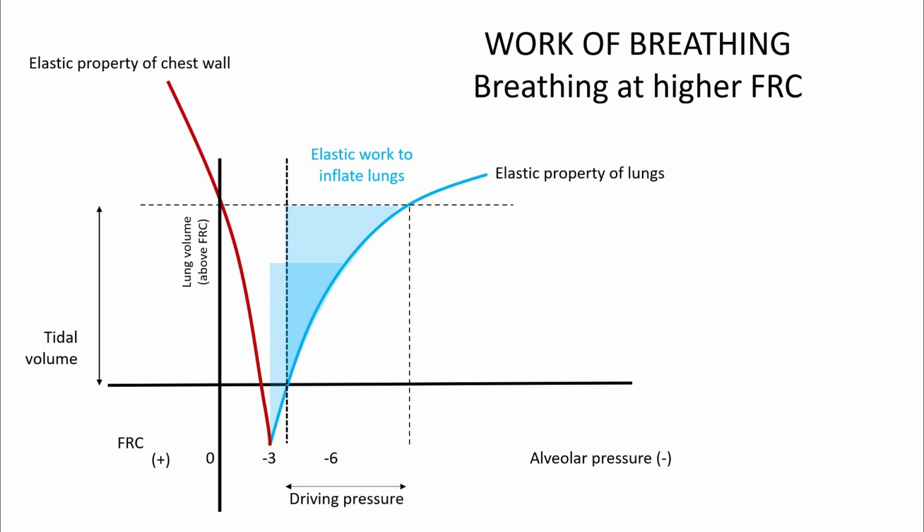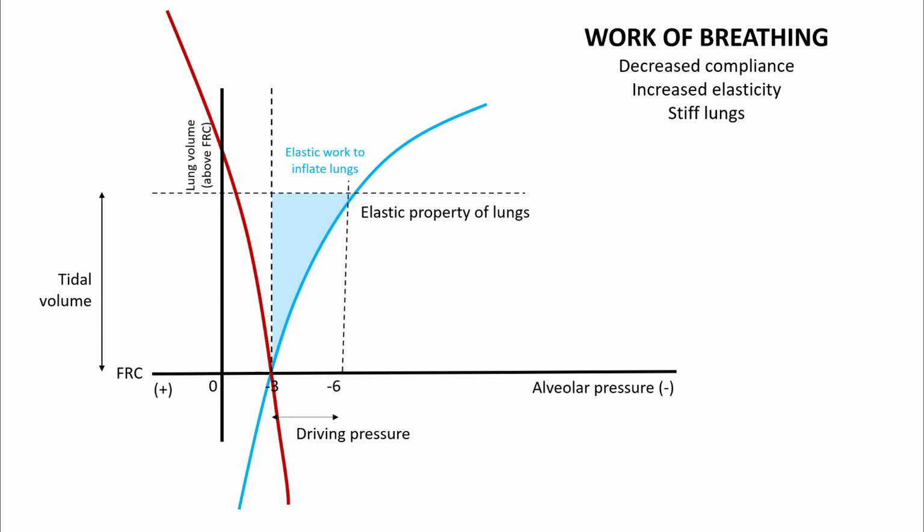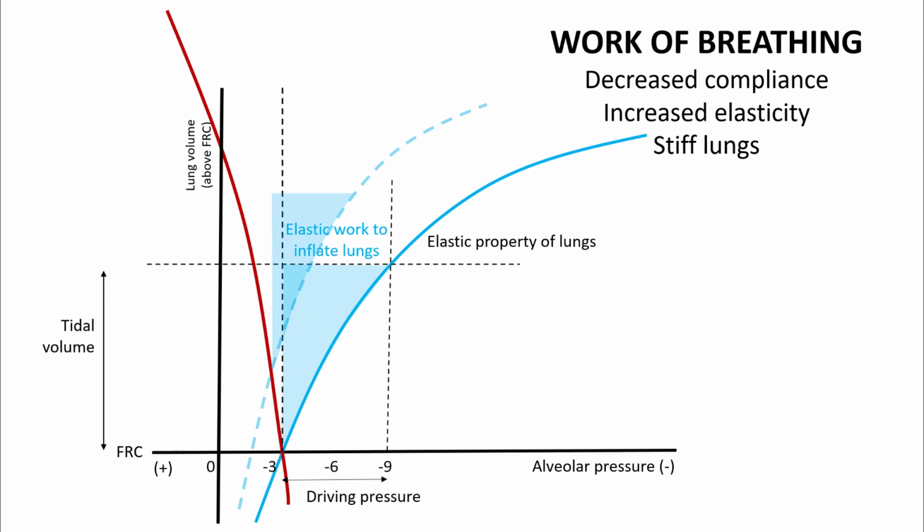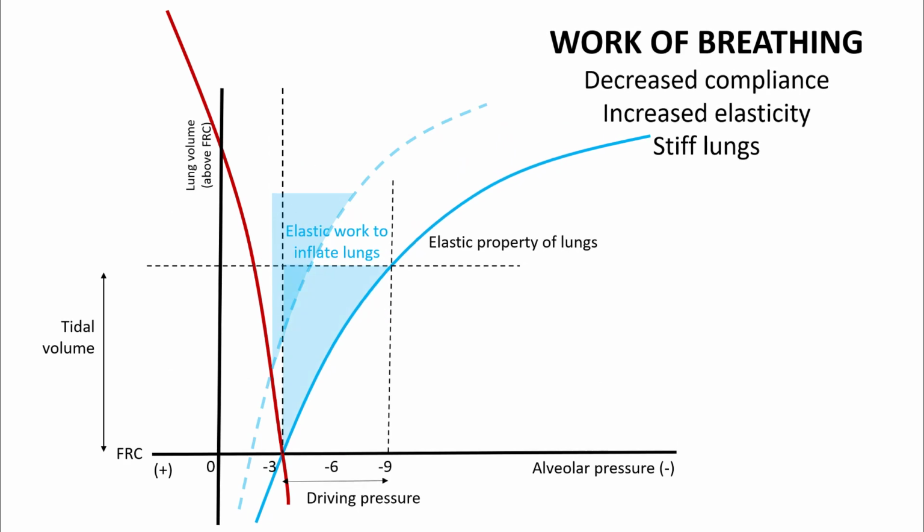If you inhale at a higher functional residual capacity, you can see that the elastic property of the lungs is much worse as your volume increases. So now you require a higher amount of driving pressure to generate the same tidal volume, as you can see in these two side-by-side triangles. When you are dealing with a stiff lung or decreased compliance, the elasticity curve shifts down and towards the right. Now to get the same tidal volume, you need a higher driving pressure. So stiffness of the lung increases the work of breathing.